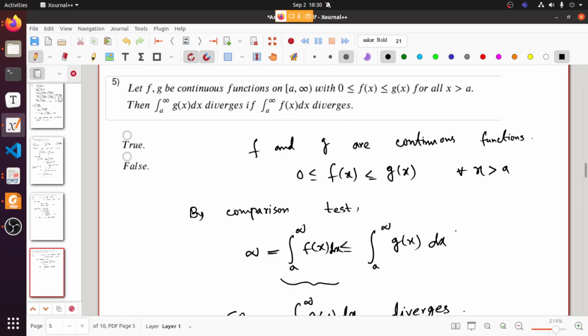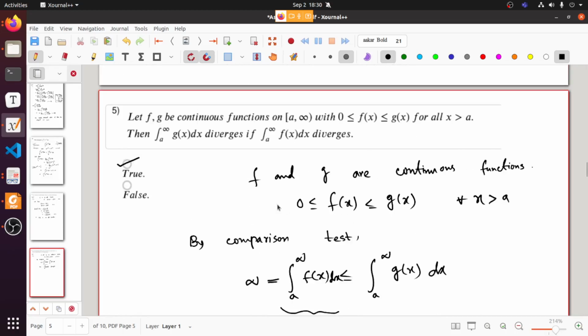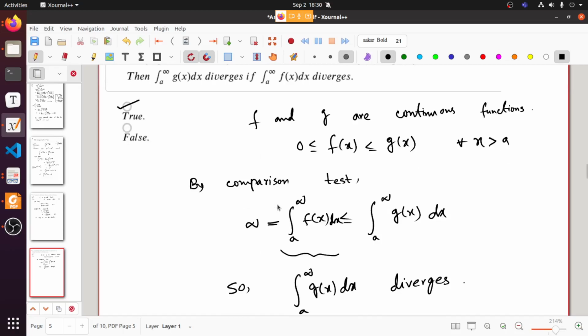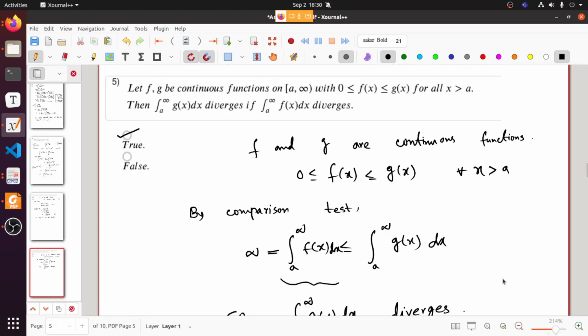So the option is correct, right? It's true. Is this fine? This is simply the comparison test for the integral. As this one diverges, because the right hand side is greater than this, so if this is infinity, then this must be infinity, right? It cannot be finite. If this is finite, then there will be a contradiction. So the integral from a to infinity g(x) dx also diverges, right?